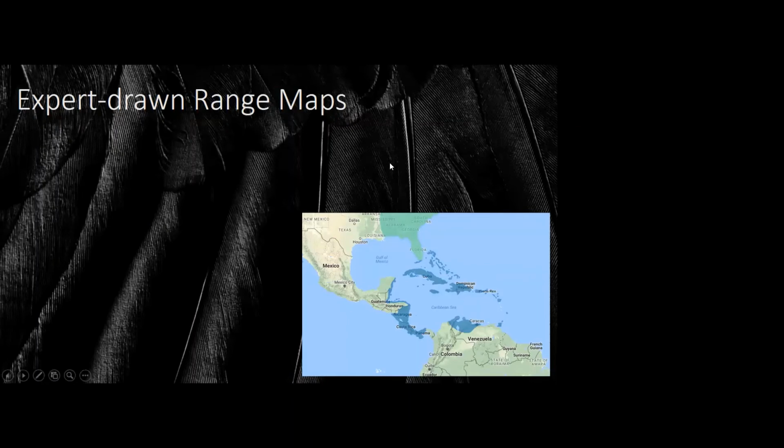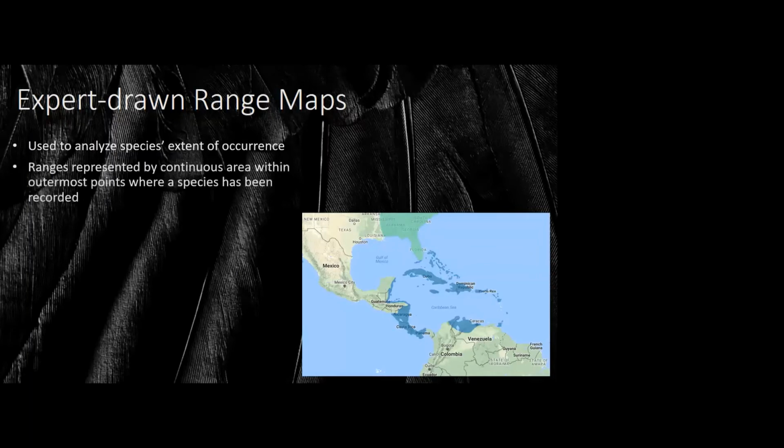Expert drawn range maps have been, and are still, the go-to for determining where birds are during which times of year. They're used to analyze species' extent of occurrence, and the ranges are represented by a continuous area within outermost points where a species has been recorded. That's why you see them as blocks of color. This is where this bird is found in the summer. This is where this bird is found in the winter. This is where this bird is found during migration.